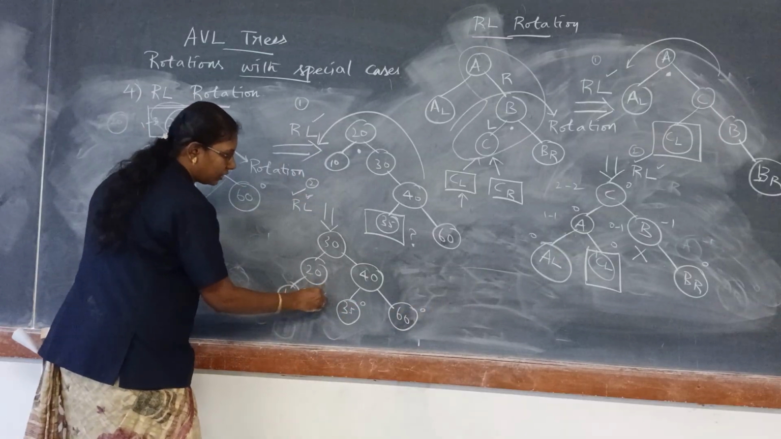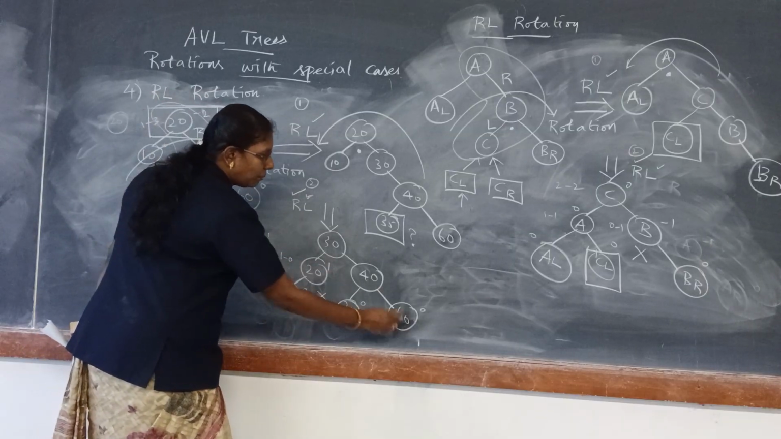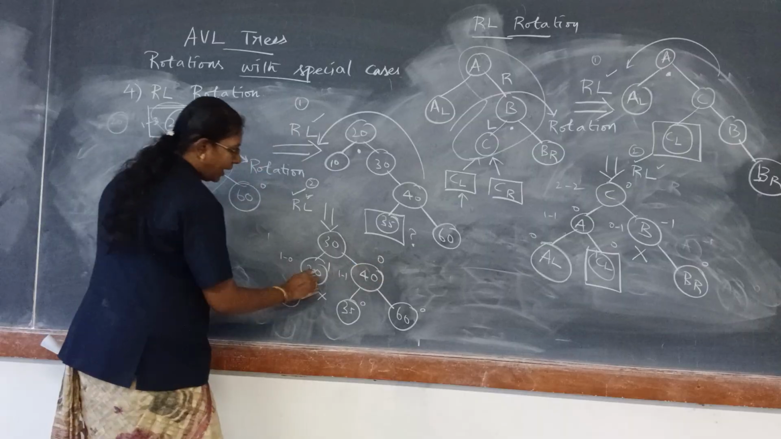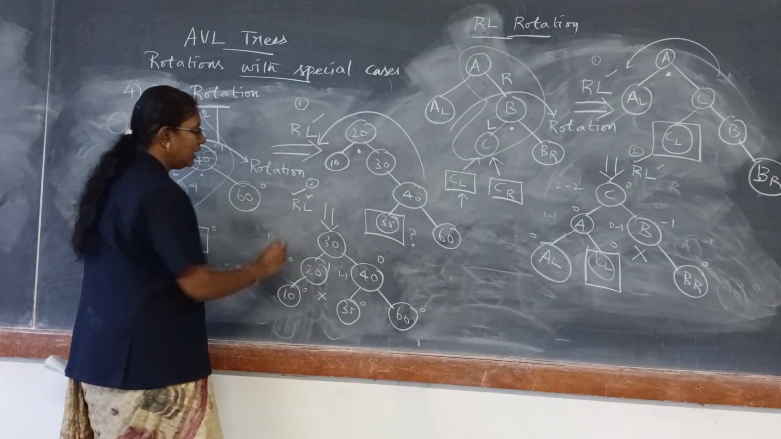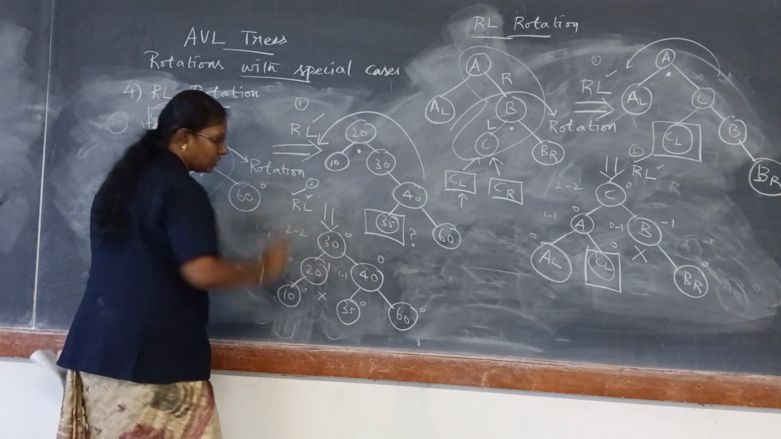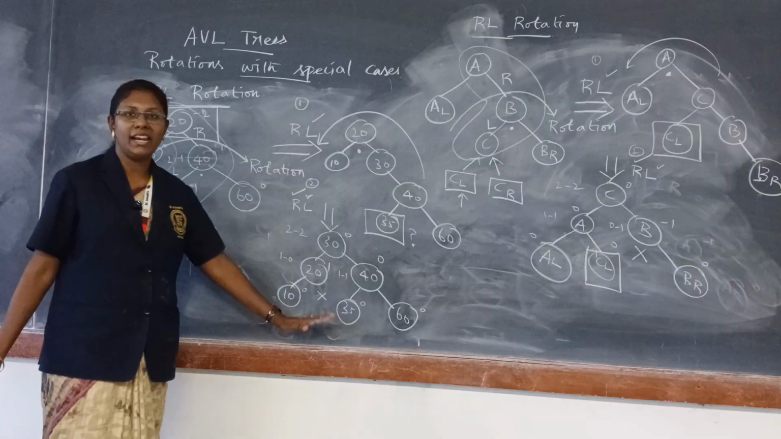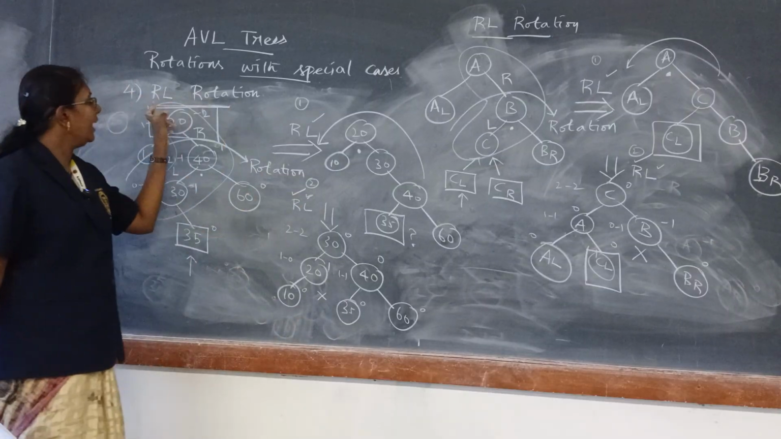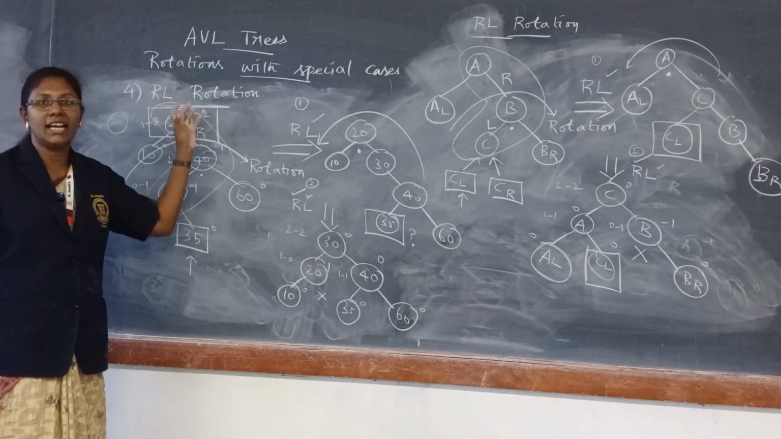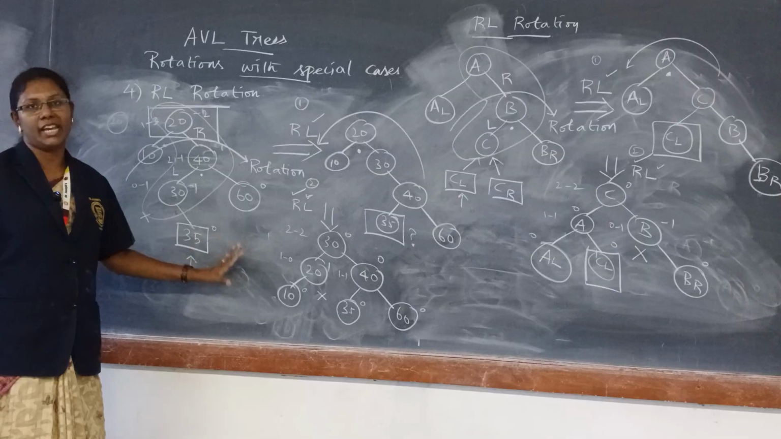Here there is no right subtree, so this is 1 minus 0, this is 1, and here 1 minus 1 is equal to 0. And now the heights of both the left and right subtrees are 2 only, so 2 minus 2 is equal to 0. So this is how we have achieved the balance factor in this AVL tree by performing the right and left rotation while inserting a single value into my AVL tree.